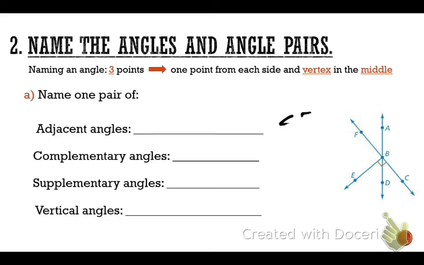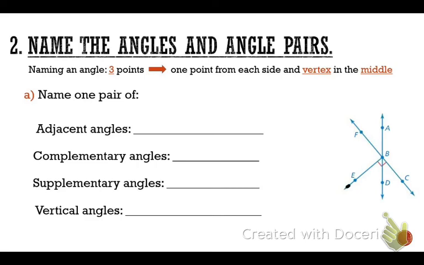Okay? Let me give you another example. Let's look at this right here. I could name that FBE. How else could I name that angle? EBF. It has to be exactly what's there on that line. Okay, let's talk about another one. This one right here. I could name this EBD. If I were to do it backwards, how would you also name it? DBE. Very good.